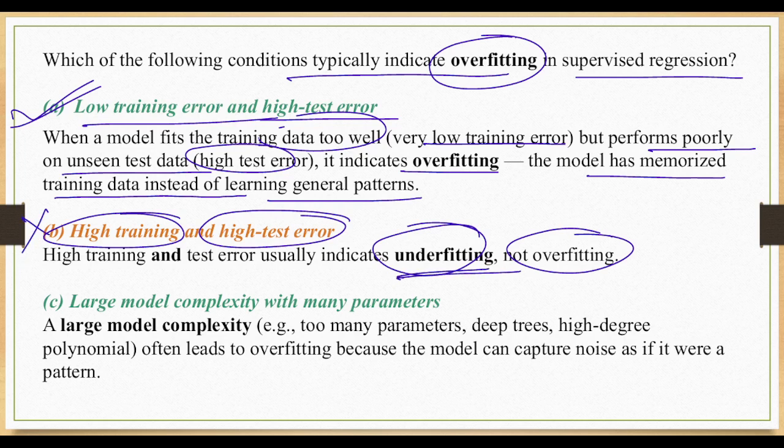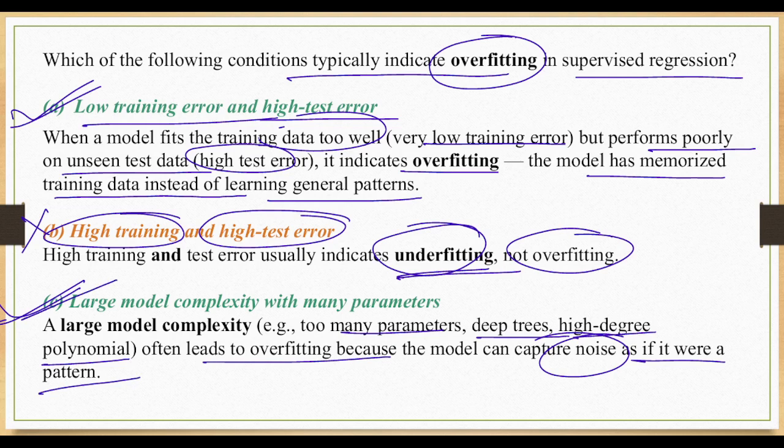Next is large model complexity with many parameters. This is also true. For example, too many parameters, a deep tree, or a high degree polynomial often lead to overfitting because the model can capture noise as if it were a pattern, as we have discussed in the definition of overfitting. So this is also true.